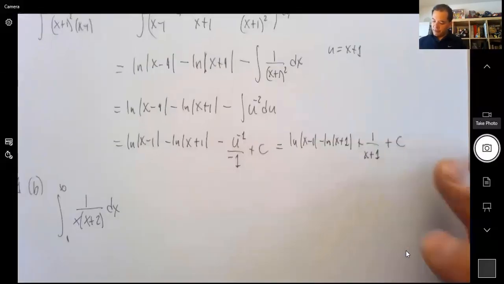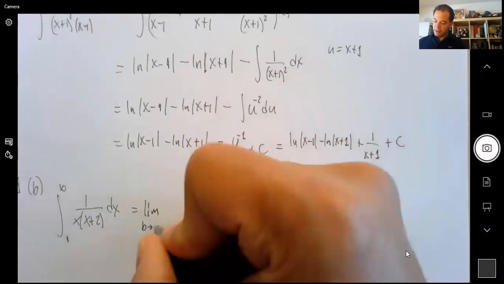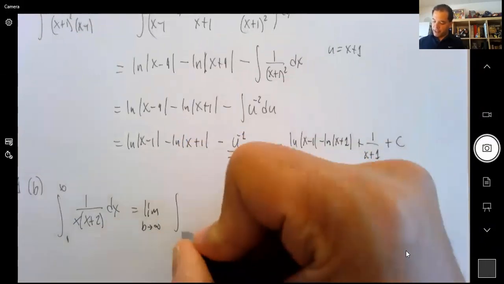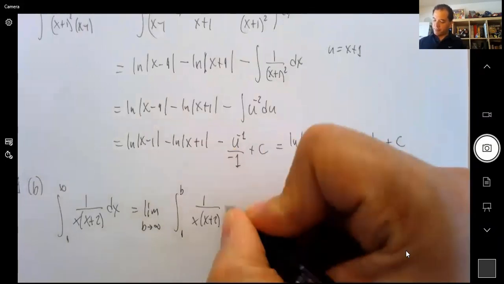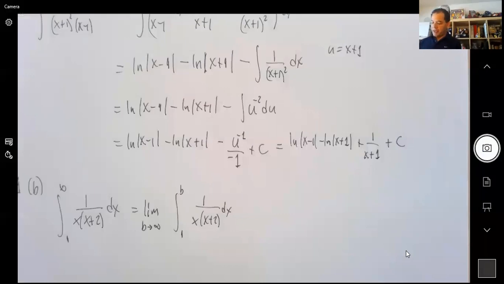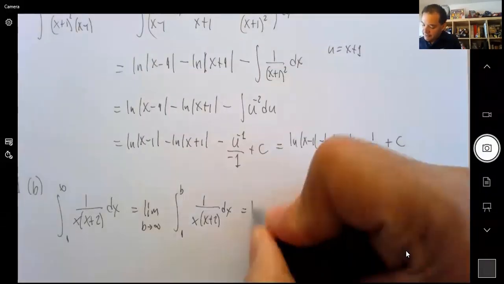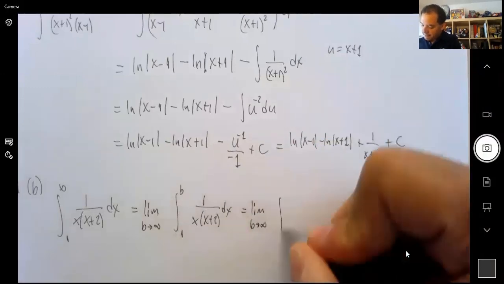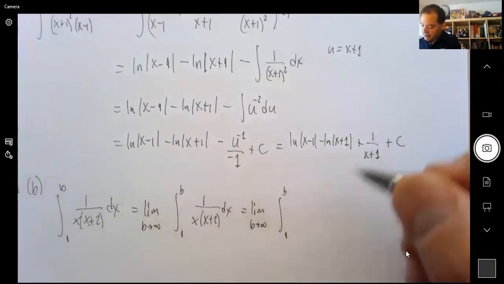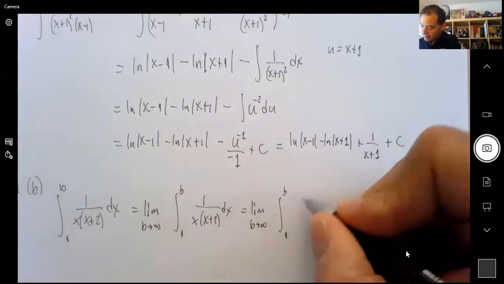Okay, so the way we do it is we change it to a limit when b goes to infinity from 1 to b. And now we're safe. So this is now an integral we're supposed to be able to do. Now, this is a partial fractions problem, right? Now, this one is actually easy. I'm going to just write down the answer. I think this is just 1/2.